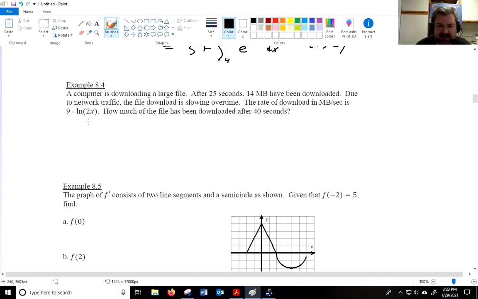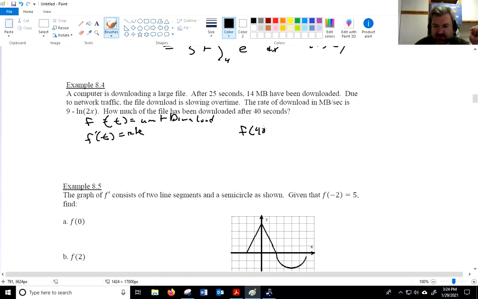Well, let's let f be our amount downloaded. F of t is the amount of download. Then f prime of t is the rate, right? So we're simply going to say f of 40, and I'm being a little symbolic here. You could have easily just written an expression and not made up a function name and all that stuff.